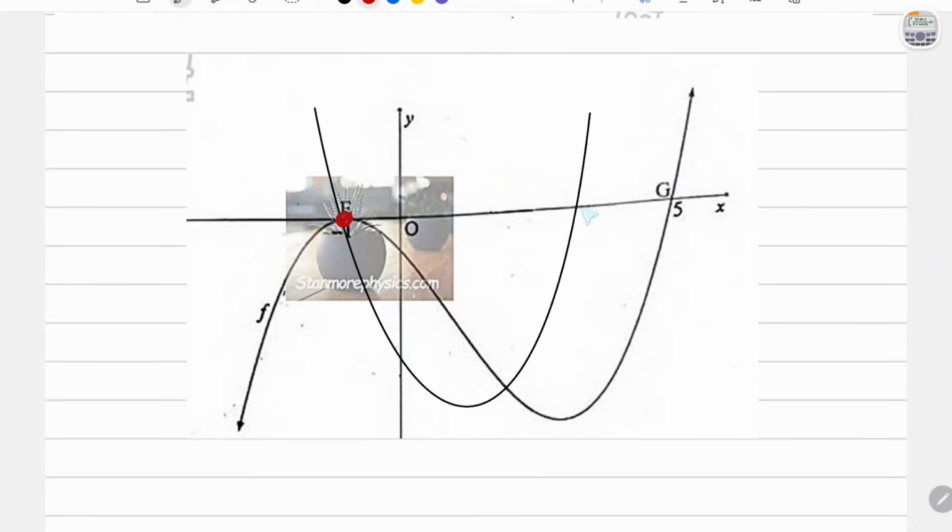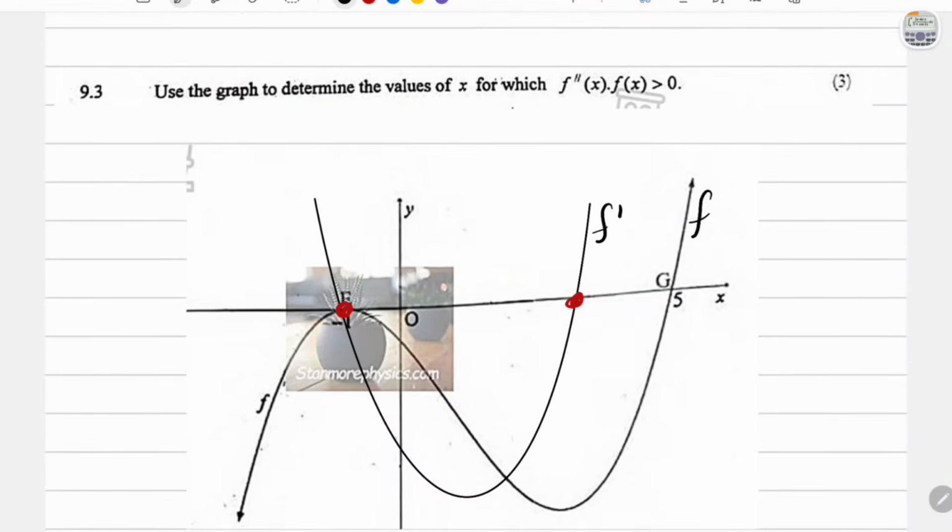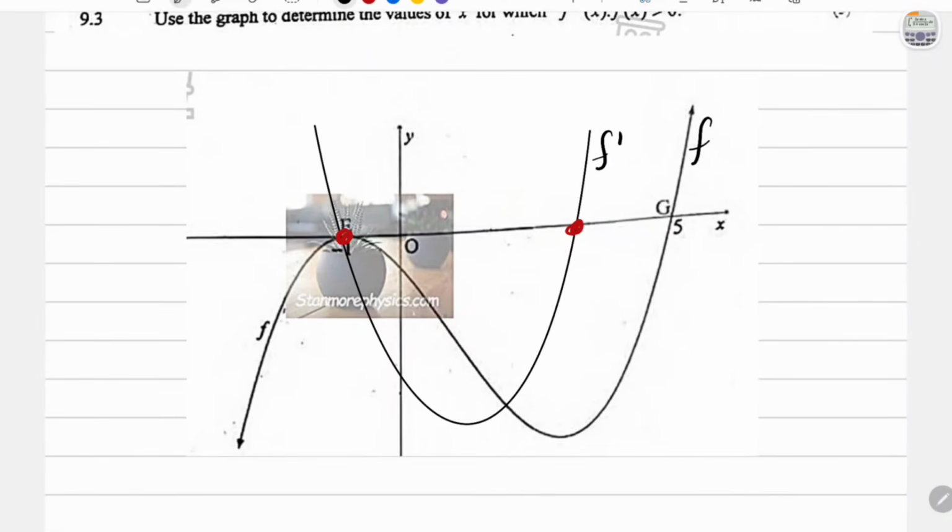So that same one should be that. But please notice that this parabola is what you get when you derive f. So this is f prime. So what does f double prime look like? If you derive a parabola, you get a straight line. Because your parabola was concave up, your straight line is going to be an increasing function.